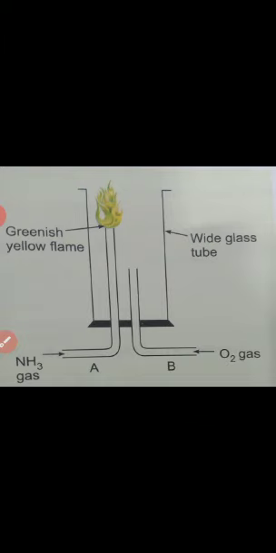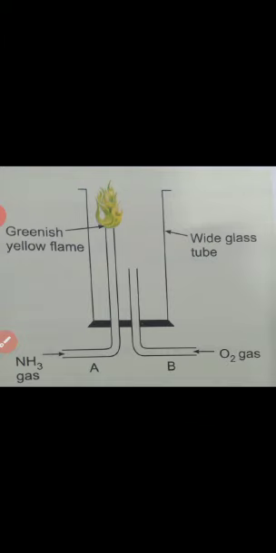When you burn the ammonia gas in presence of oxygen, you will see it burns with a greenish yellow color. Can you see it there on the screen? The picture you can see there, it burns with a green or greenish yellow flame. Why? Because nitrogen and water are being produced. Don't think that here chlorine is being produced. No question of chlorine. Where from chlorine will come?